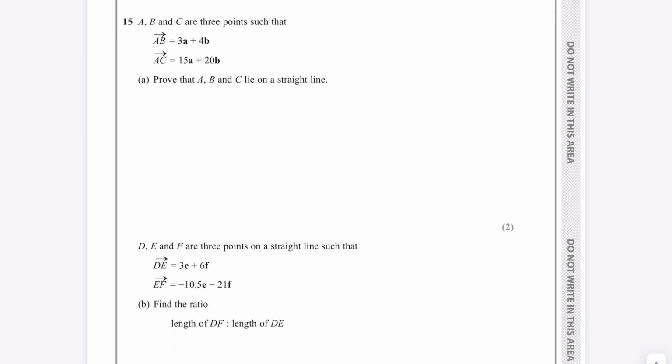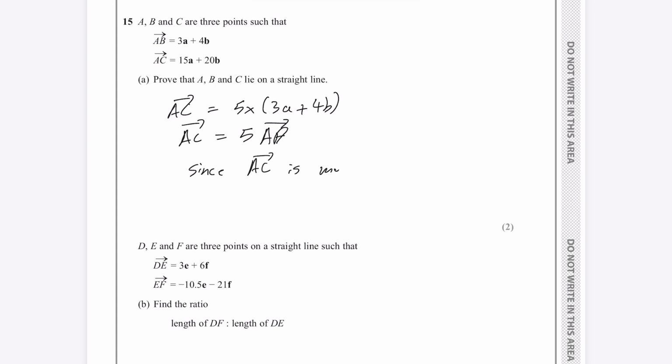So with 15, it's asking us to prove that it's a straight line. So hopefully you can see that these two are both multiples of each other. So I can say that A to C is essentially 5 times A to B. And then a statement, since it's proved, so you're also going to conclude with a statement and say that since they're both multiples of each other, since AC is a multiple of AB, they lie on a straight line.